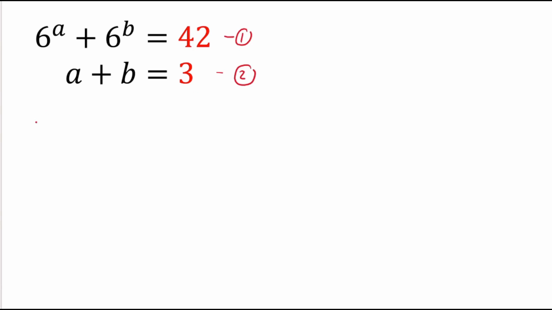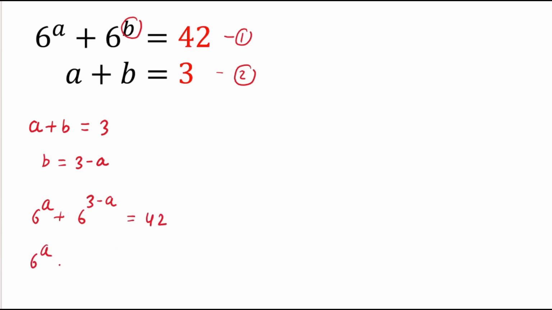Equation number 2 is a + b = 3. Now the value of b is 3 - a. Then b is replaced by 3 - a. Then 6^a + 6^b, with b replaced by 3 - a, equals 42.